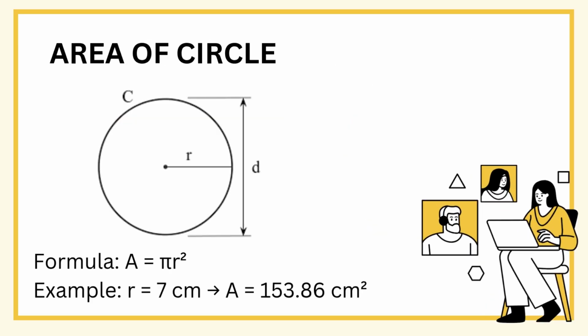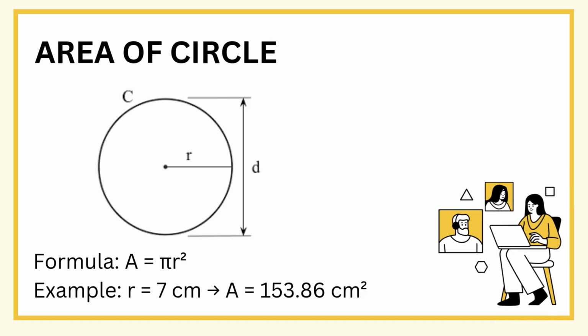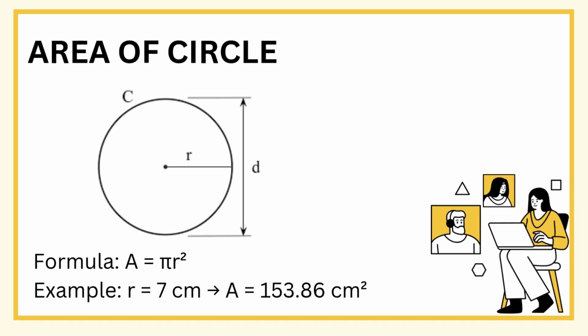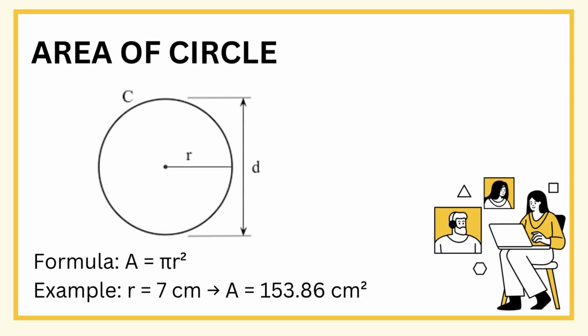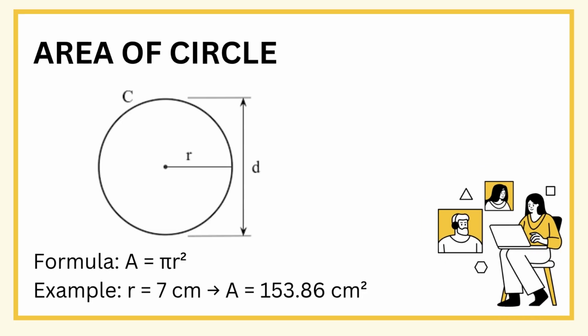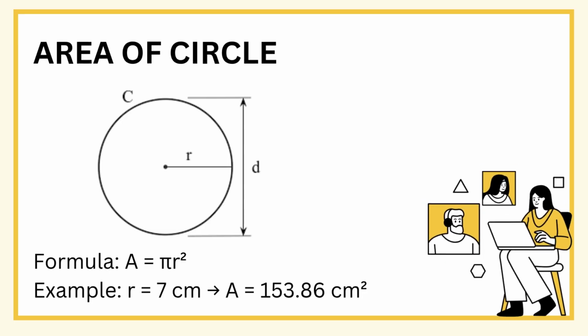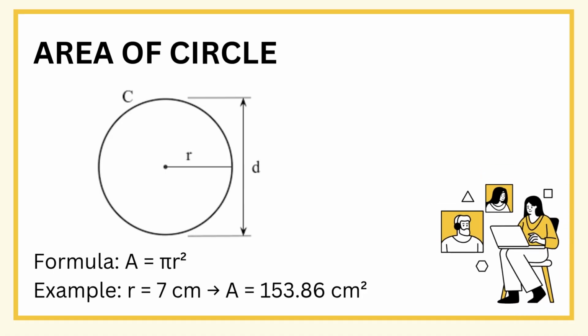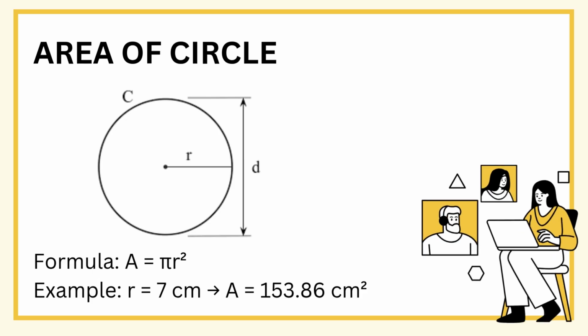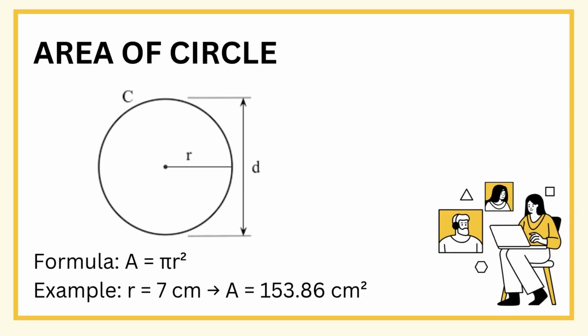To find the area of a circle, we multiply pi times radius squared, or pi times radius times radius. Given in the example, radius is 7 cm. Then to find the area we multiply pi, which is a constant, times 7 squared, resulting in the answer of 153.86 cm squared, or square centimeter.